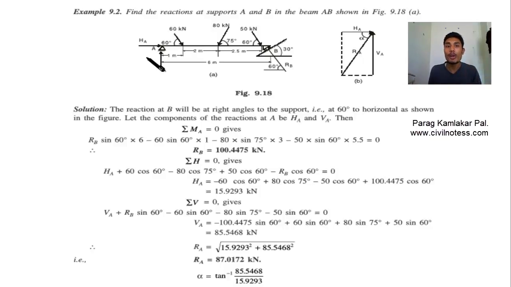So for the moment about support B, I take the reaction RB at the support. This angle is 60 degrees, going like this and this. So RB into sine of 60 multiplied by 6. That means this is the force component along the y axis multiplied by the distance, which is 6 in total.